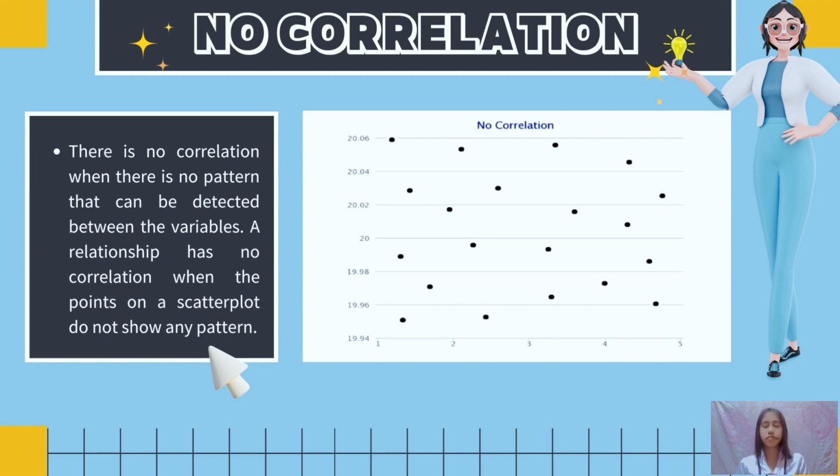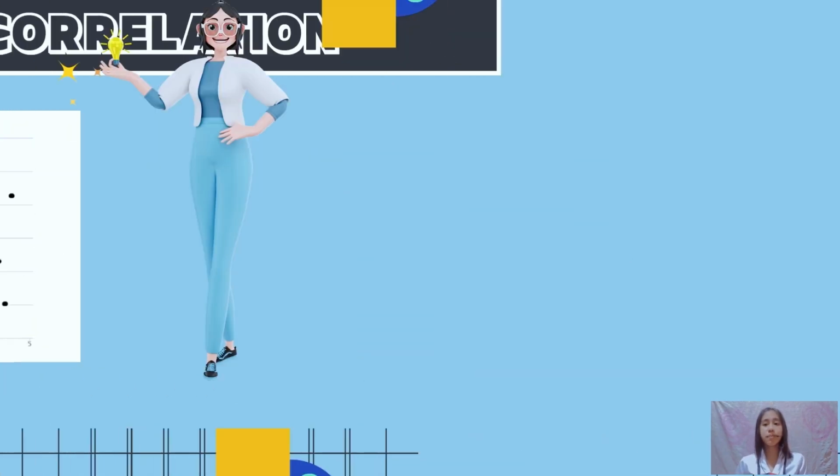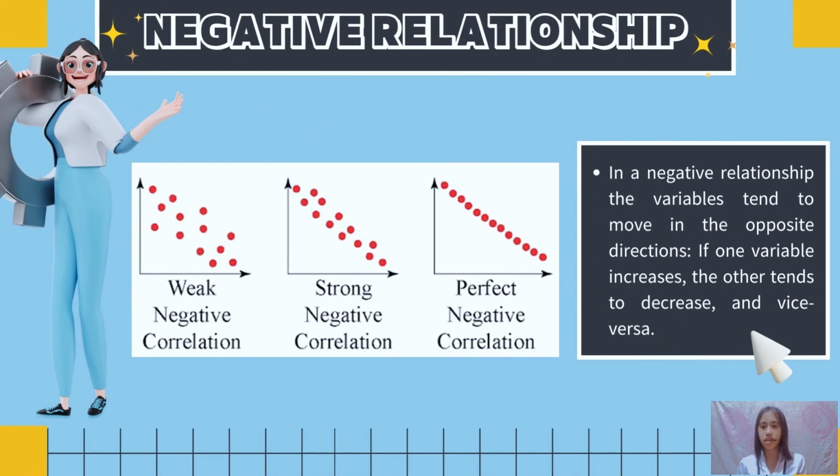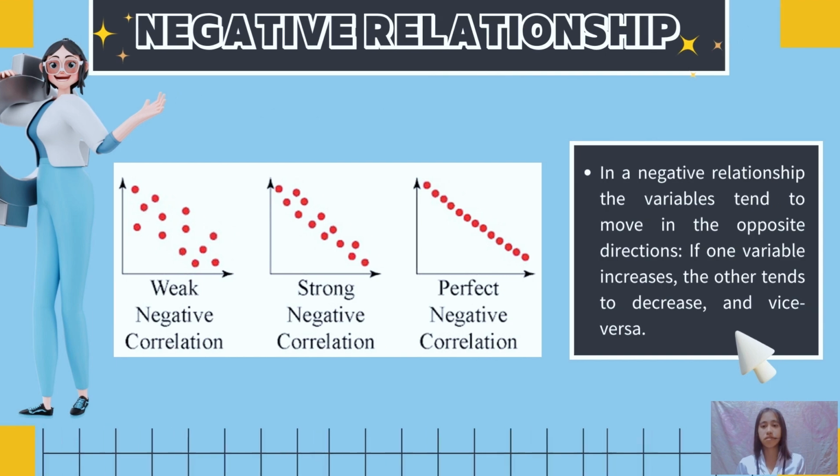show any patterns. Negative relationship is when the values of the two variables move in the opposite direction, so that an increase or decrease in the value of one variable is followed by a decrease or increase in the value of the other variable. As shown in the figure, you can observe three types of negative correlation, which involve weak, strong, and perfect. These three differ in the arrangement of the patterns.